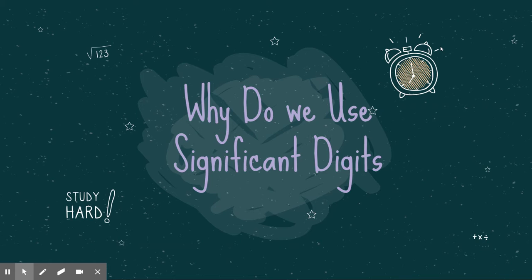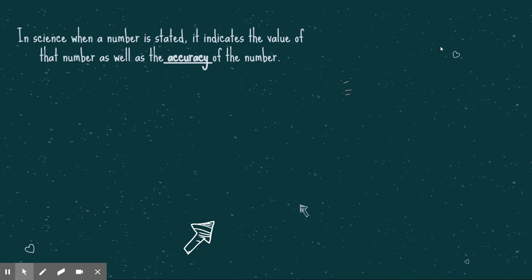So we're going to start with significant digits. Why do we use significant digits? What's the importance of them? In science, when a number is given to you or stated, it indicates the value of that number, but it also conveys the accuracy of the number, hence why we use decimal places. If you think about weighing something on a scale, it's usually to the hundredth or thousandth of a gram, so 0.00 sort of thing. Okay, so it might be 100.01, for example. That is the accuracy of the number.